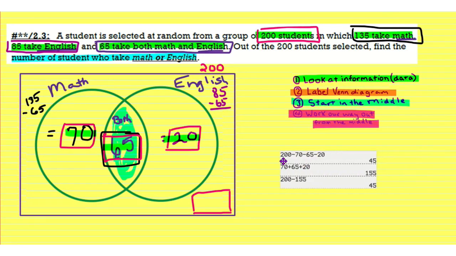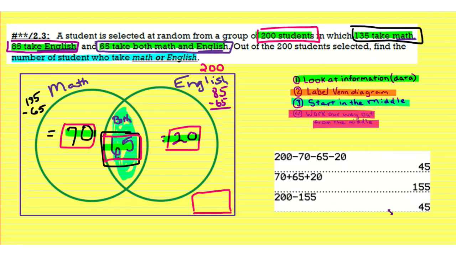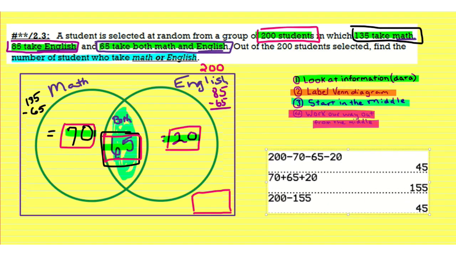So I have done just that here. I have taken my 200 and subtracted off the numbers that are inside the Venn circles. So 200 minus 70 minus 65 minus 20. That gives me 45 people who did not take math or English.